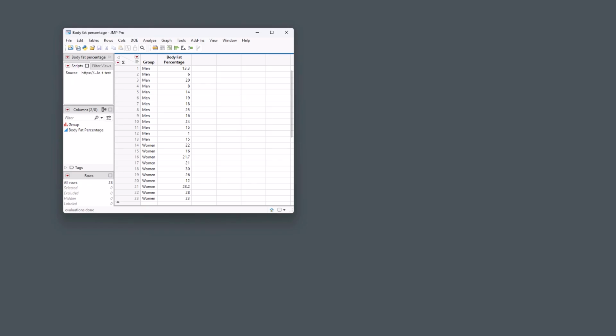This JMP demonstration shows how to perform the F-test for equal variances. We'll use the body fat percentage data table. Body fat percentage was measured for 13 men and 10 women.